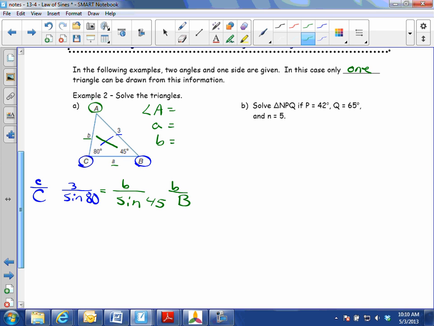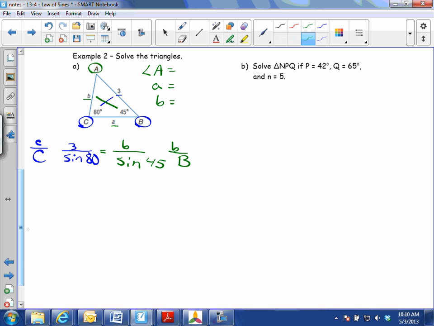Alright, so if we're solving proportions, what do we do? Since I have one missing piece, we cross multiply. So we're going to say 3 times sine of 45 equals the other side times sine of B. How are we going to solve for B? You got it.